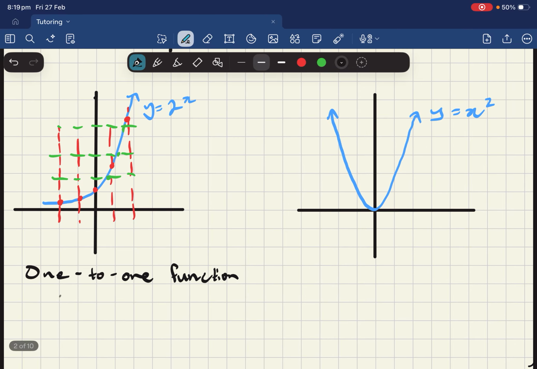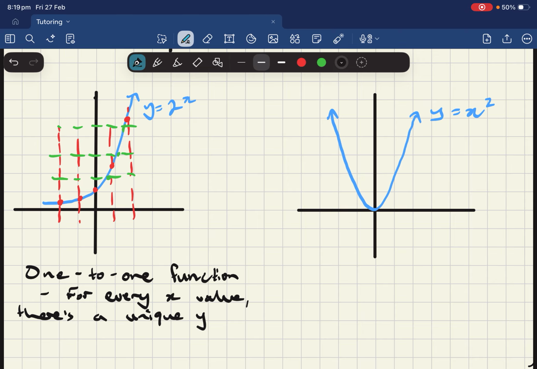Now, what this means is that for every value in the domain, so for every basically x value, there is a one-to-one correspondence in the range. So for every x value, there's a unique y value. So an exponential is an example of a one-to-one.